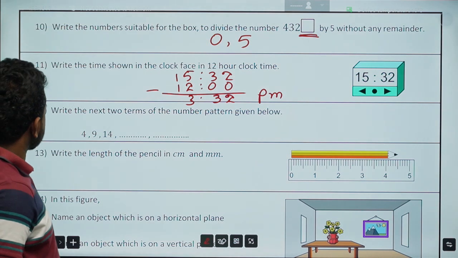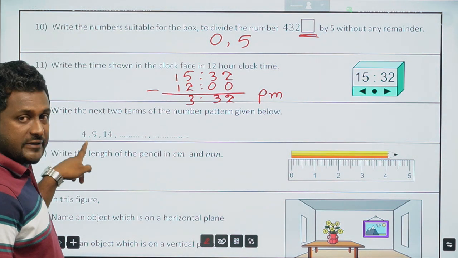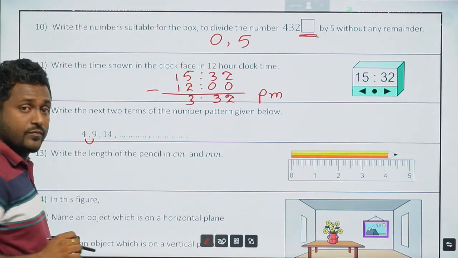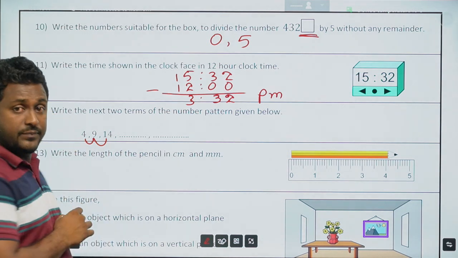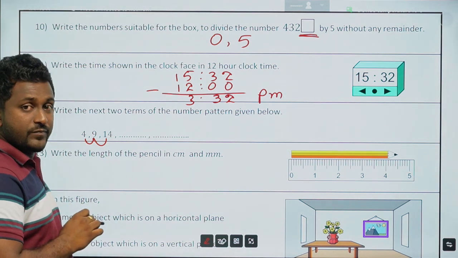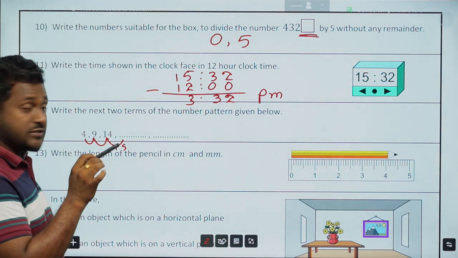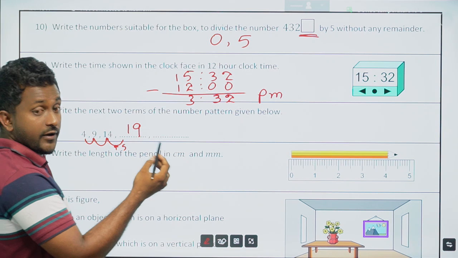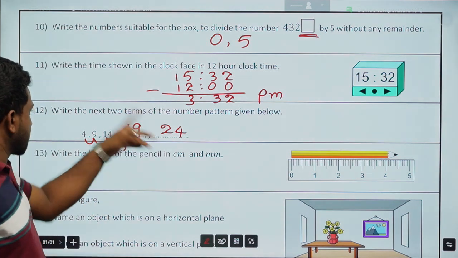Okay, next one. Write the next two terms in the number pattern given below. It's a number pattern. What the first term? 4. Second term? 9. Third term is 14. So what is the difference between first and second terms? 9 minus 4? 5. Yes. Then check the difference between third and second term. 14 minus 9? That also 5. So the fourth term is, how to take that? Yes, we have to add 5 for the third term. So 14 plus 5, 19. And next one, 19 plus 5, 24. These are the next two terms in this number pattern.